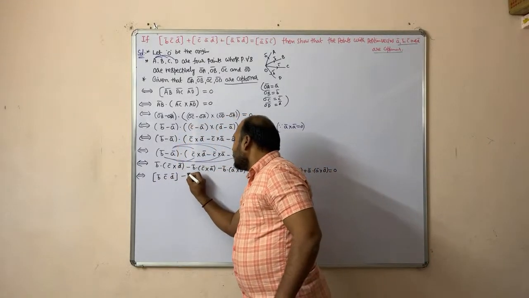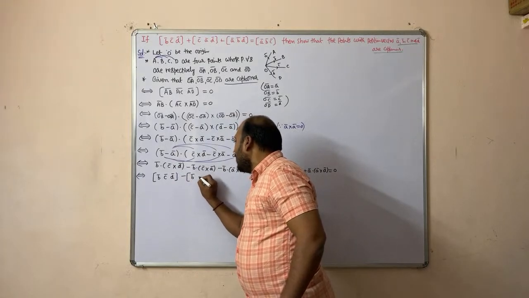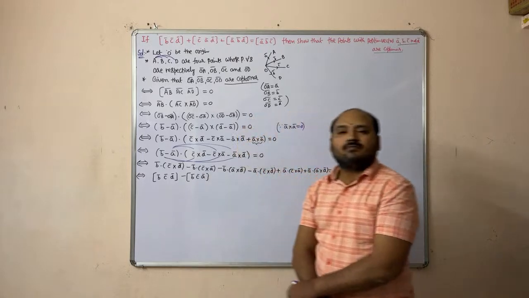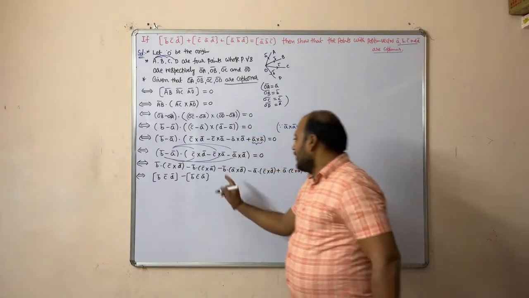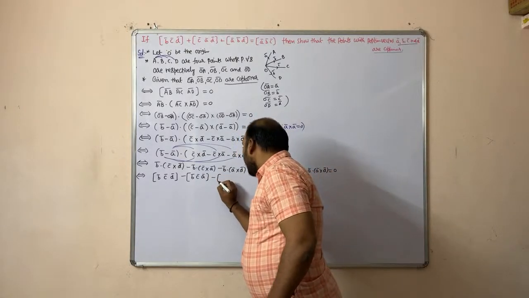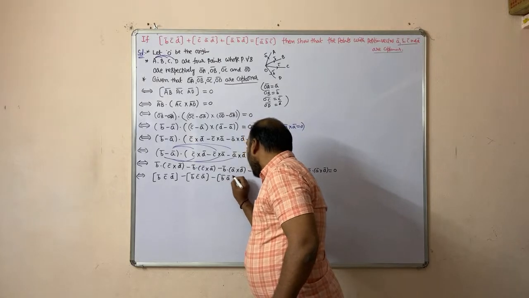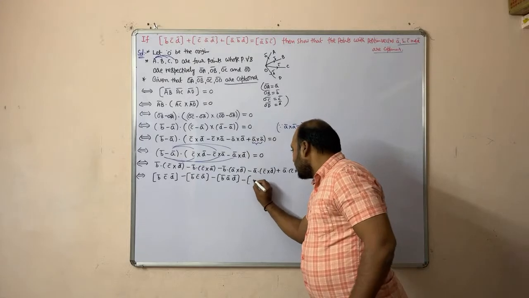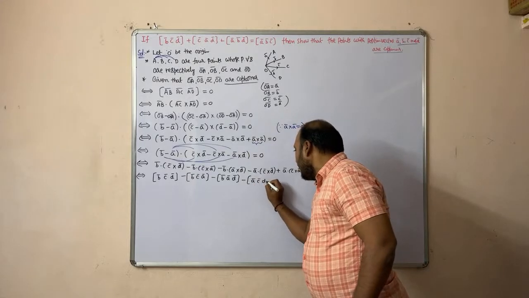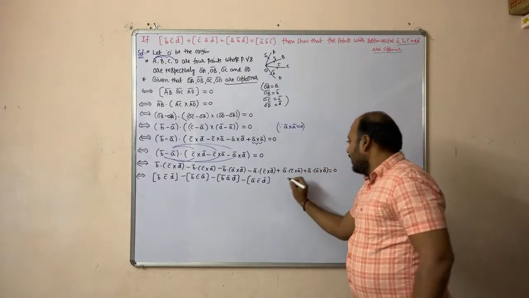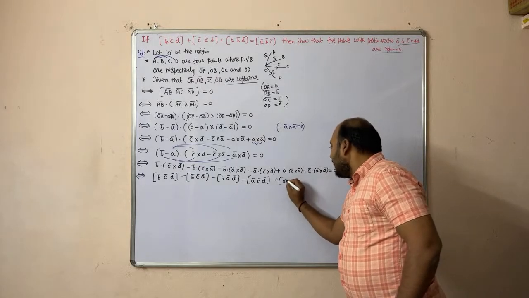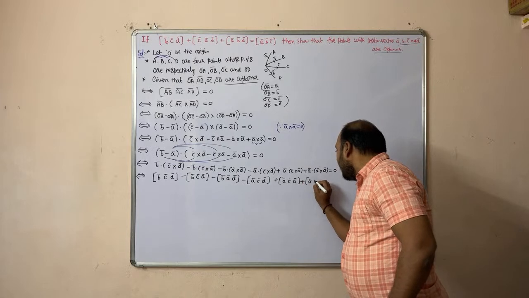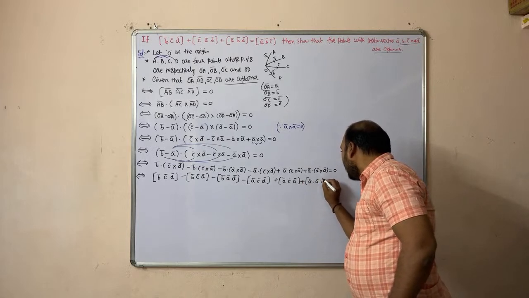Similarly, minus box of B bar, C bar, A bar. Here, minus box of B bar, A bar, D bar. Minus box of A bar, C bar, D bar. Here, plus box of A bar, C bar, A bar, plus box of A bar, A bar, D bar.